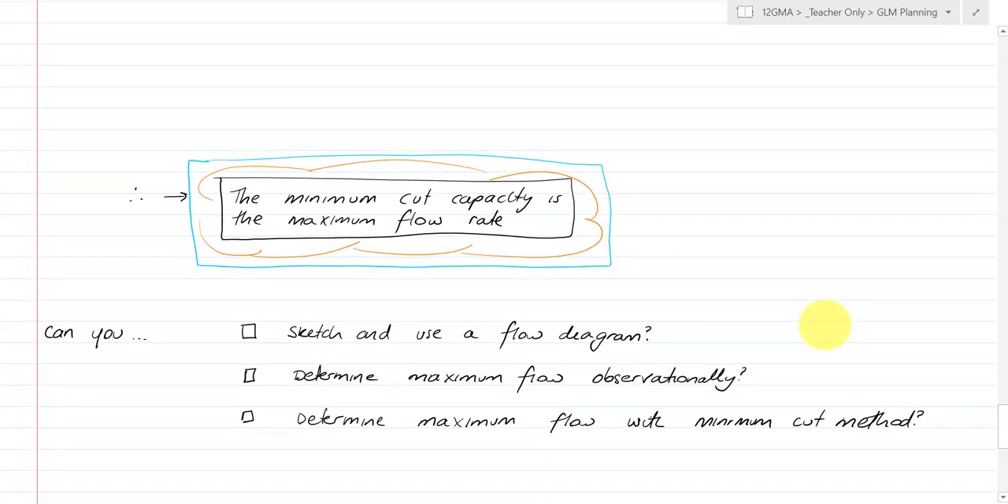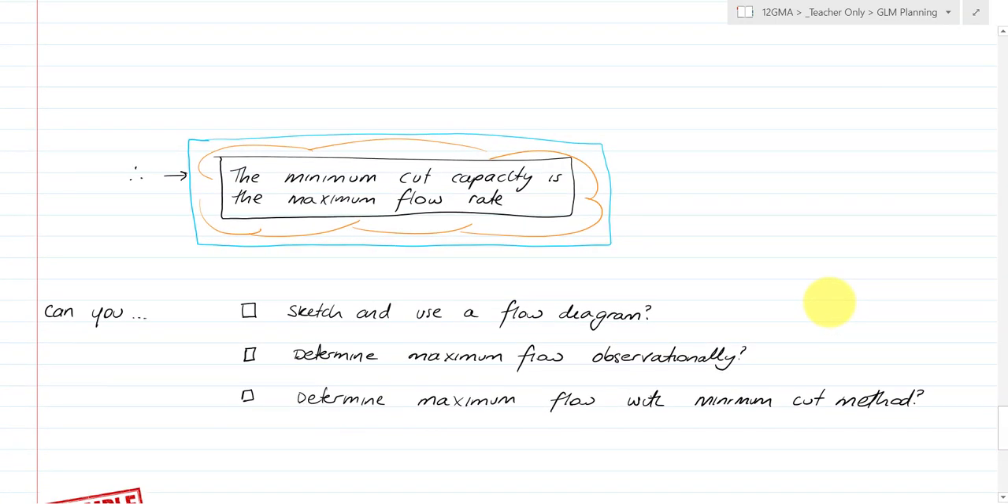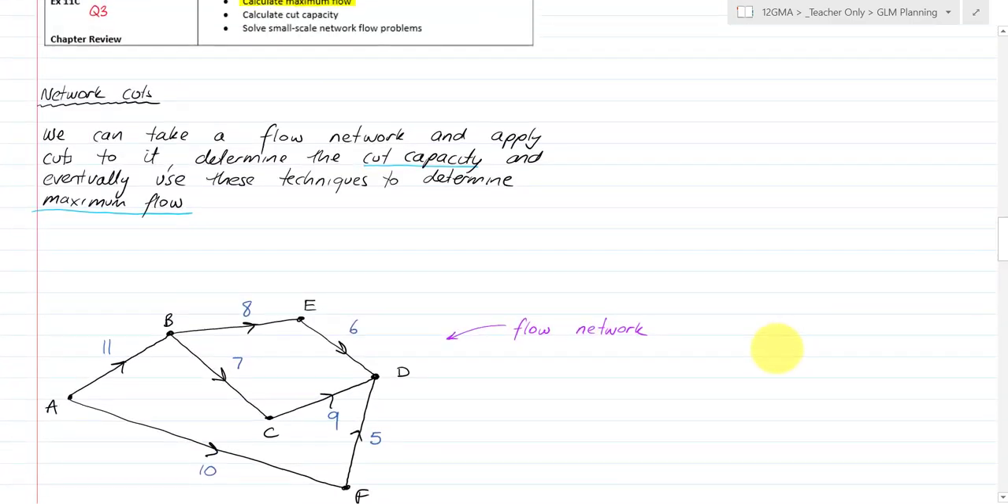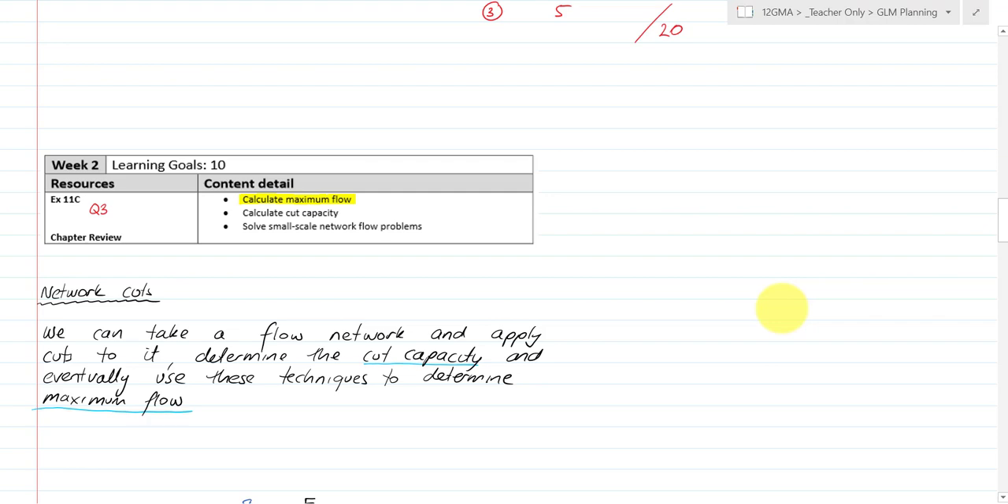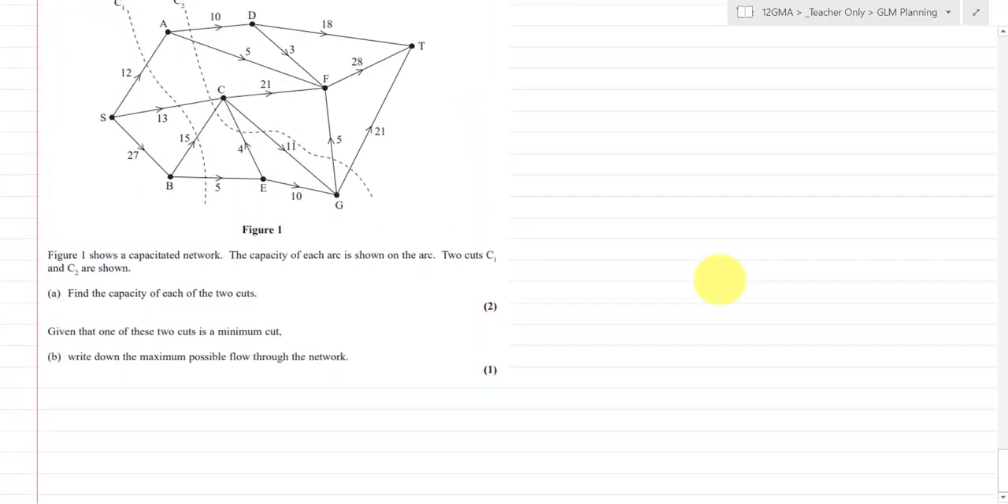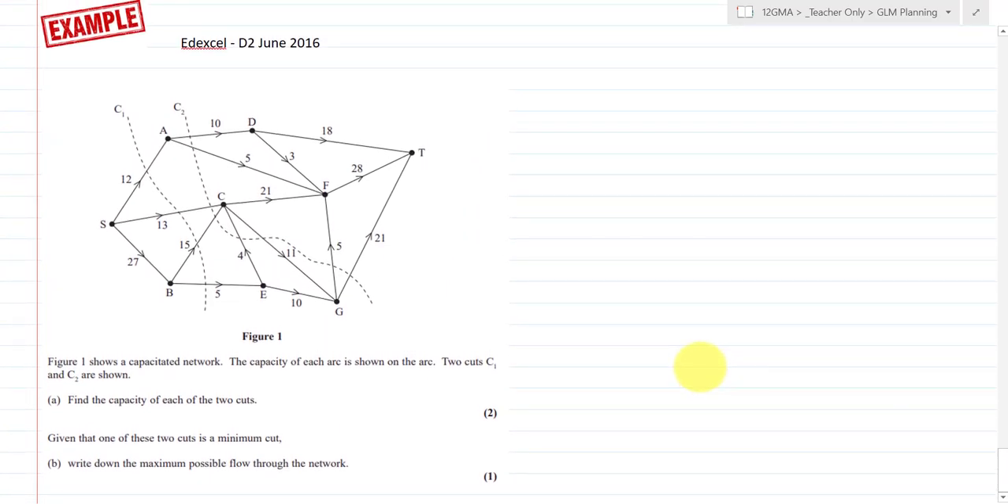So the minimum cut capacity is the maximum flow rate, and my question to you is, can you sketch and use a flow diagram? Can you determine the maximum flow observationally? And can you determine the maximum flow with a minimum cut method? And of course, I haven't copied the questions, but whereas at the end of last lesson you could do question 3, you can now complete 11C, and you can work on a chapter review. And I'll finish this video off with one last example from a D2 exam paper, June 2016.